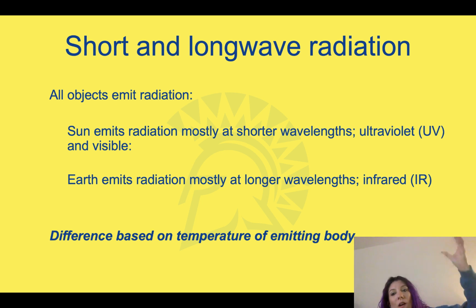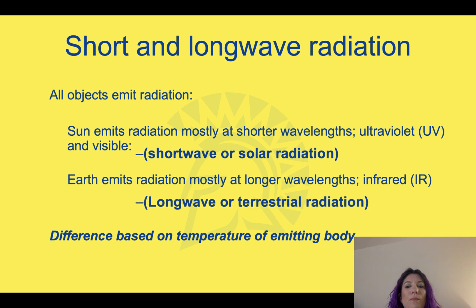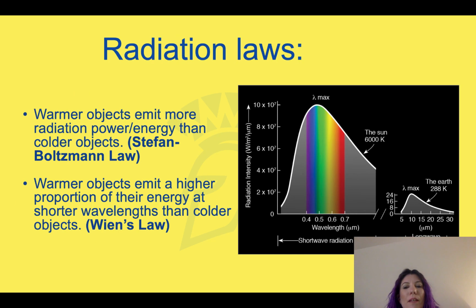So the sun comes down with the shorter wavelength, UV and visible wavelength. It's going to hit the ground, it's going to change wavelength into the longer wavelength, which is infrared, and that's going to be the warmth, and it's going to come back up. And there's going to be a difference depending on the temperature of the emitting body. So different bodies will actually emit at different wavelengths. It's basically telling the same thing.